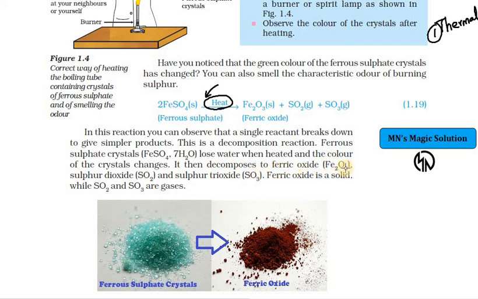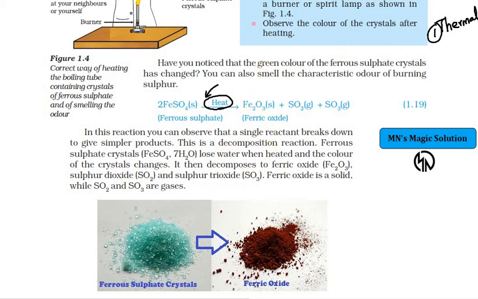Ferric oxide is what? Fe2O3, and what color is this ferric oxide? It is brown in color, right? So it decomposes into ferric oxide, sulfur dioxide and sulfur trioxide. So these are the changes.